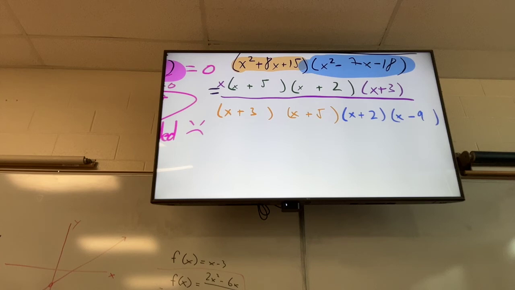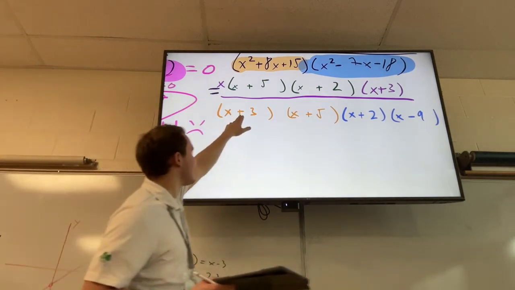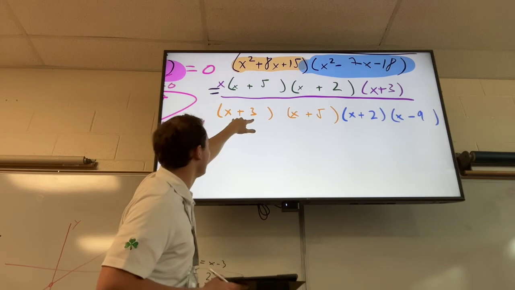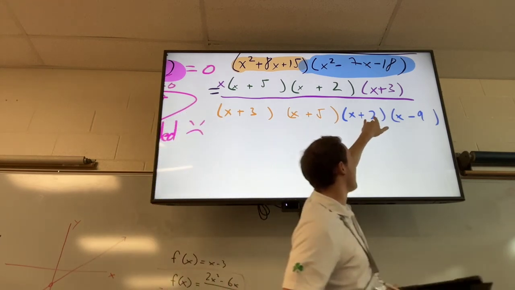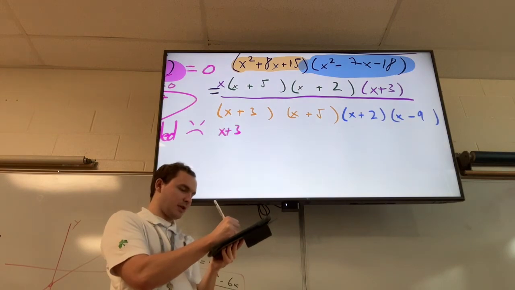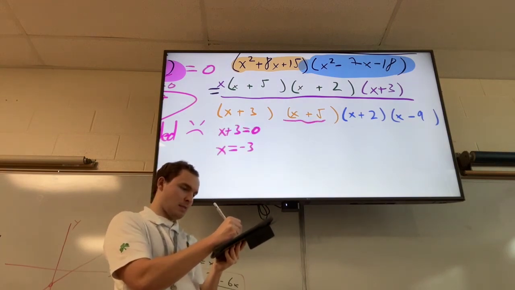What are my excluded values going to be then? It's going to be anything that we can plug into the denominator that makes it 0. So basically we're just setting each of these binomials in the bottom equal to 0. So we're doing x plus 3 equals 0. We solve for x.